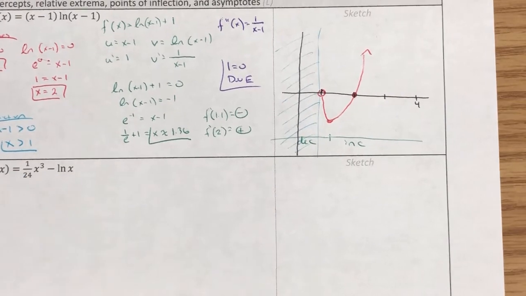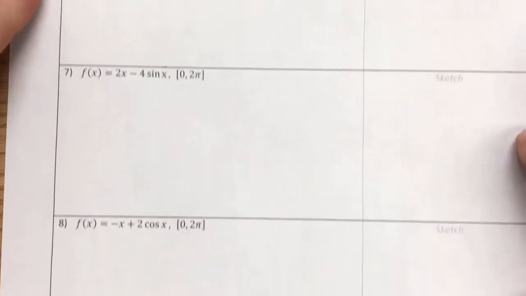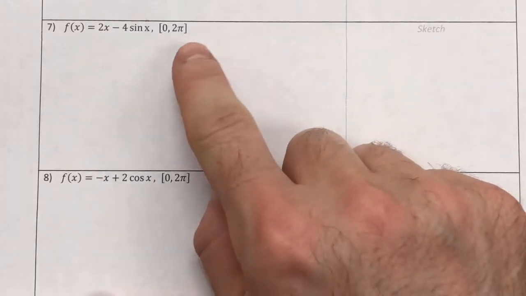Awesome. How'd you do? Okay. And so the last one, this one has a built-in domain restriction. So we're only going to be looking at this one from 0 to 2 pi. Why don't you go ahead, pause the video, try this one out, and see how you do.